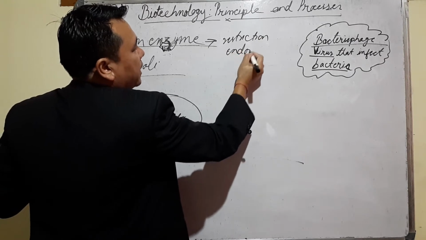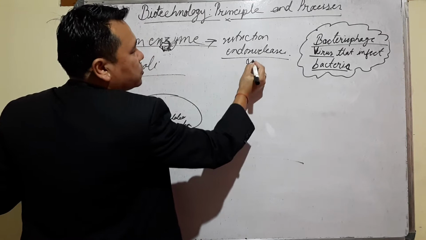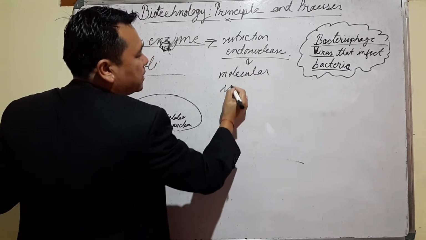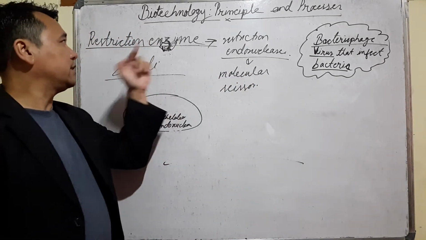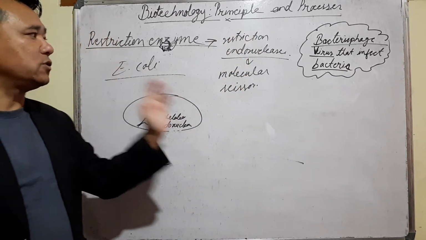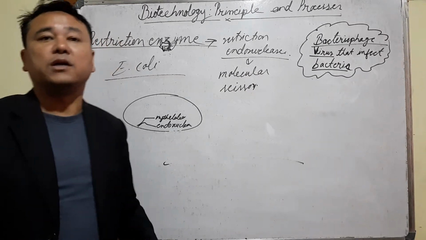So this restriction enzyme is also called restriction endonuclease, and it is also called a molecular scissor. So restriction enzyme is also called restriction endonuclease and molecular scissor. Why is it called so? Because it cuts the sequence of the DNA.